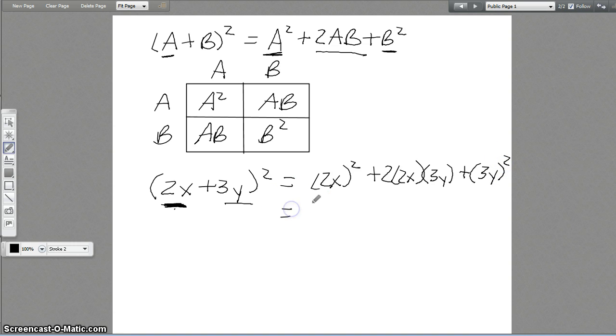So when we square 2x, we get 4x squared. And then 2 times 2x times 3y, we multiply all of the plain numbers. 2 times 2 is 4, times 3 is 12. So we have 12xy. Again, we put the letters in alphabetical order. And then plus our last one, 3y squared, that's 3 squared times y squared. 3 squared is 9, and then y squared.